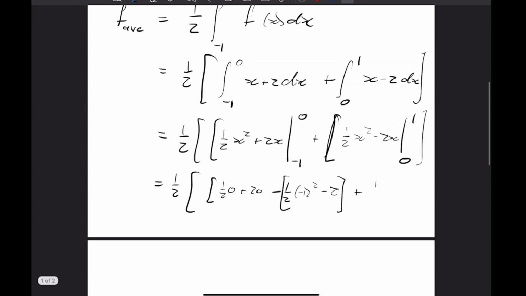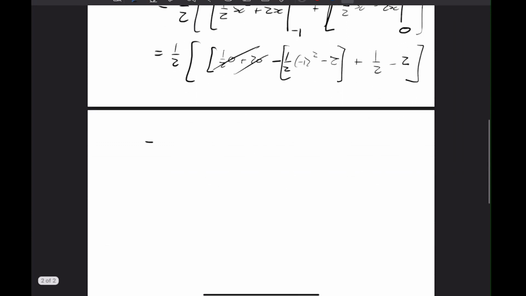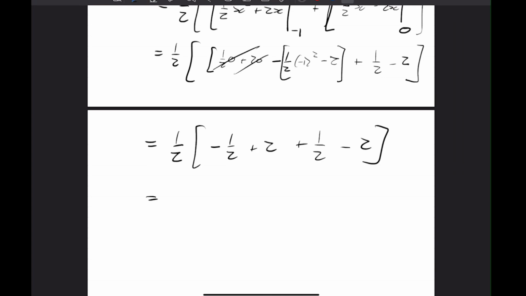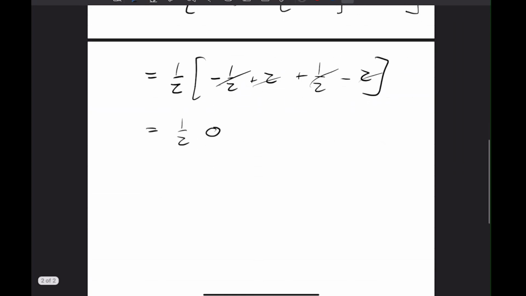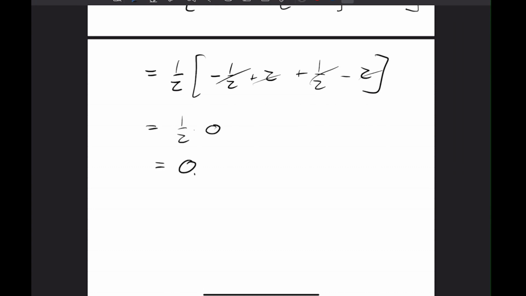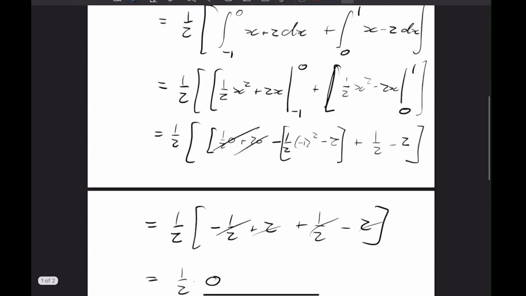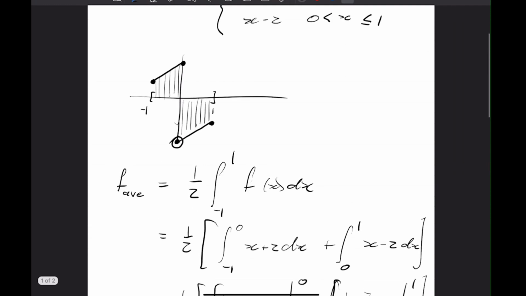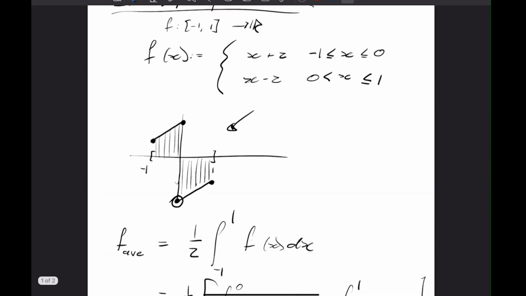Plus that is a half minus 2 minus everything is 0 there. So that is all 0. So that is a half. That is minus a half plus 2 plus a half minus 2. And as we expect, the halves cancel, the 2's cancel. 0 times a half is equal to 0. So the average value of f is equal to 0. And that is exactly what we expected from the graph.